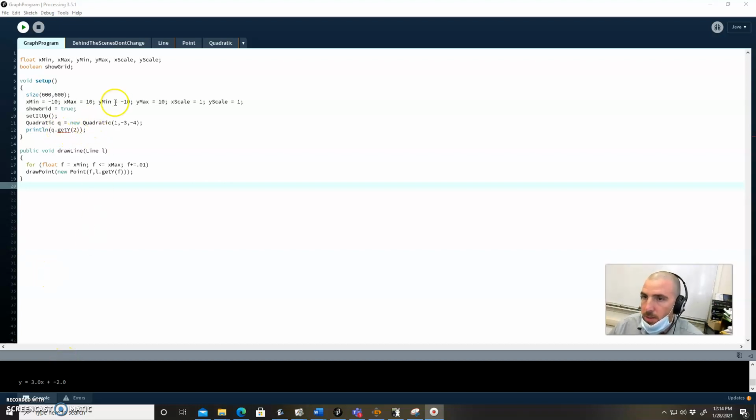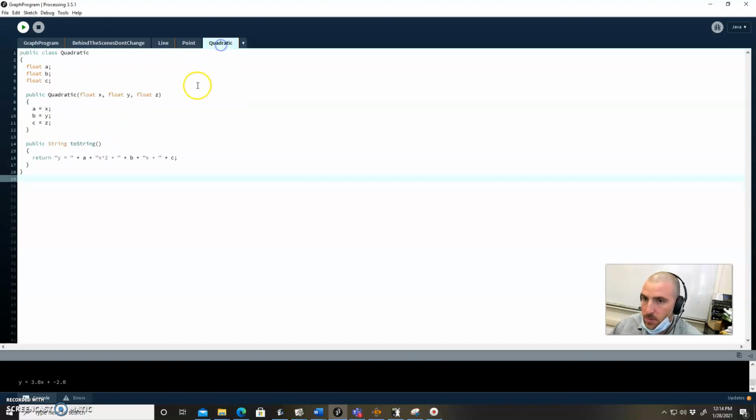All right, so we have this. I've copied this in from the reading where we created a quadratic object. If you remember, this was in the previous assignment. This is the quadratic class. It has three characteristics or three fields, a, b, and c.